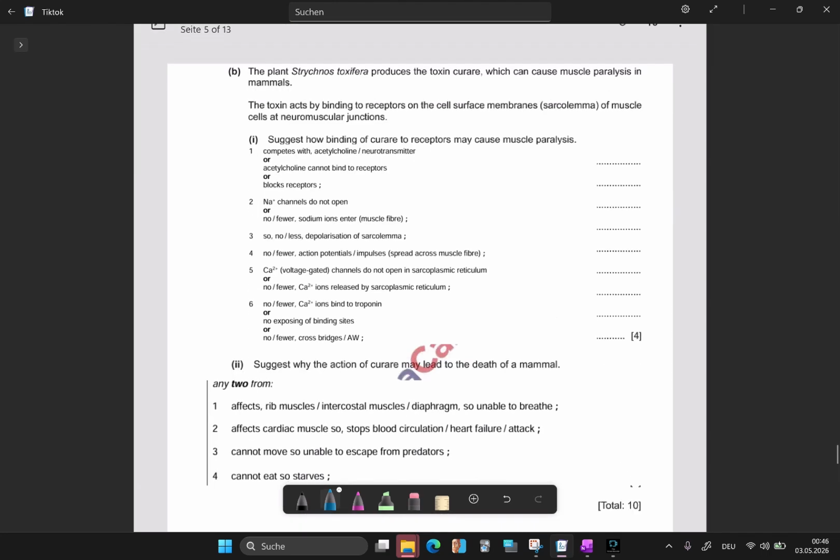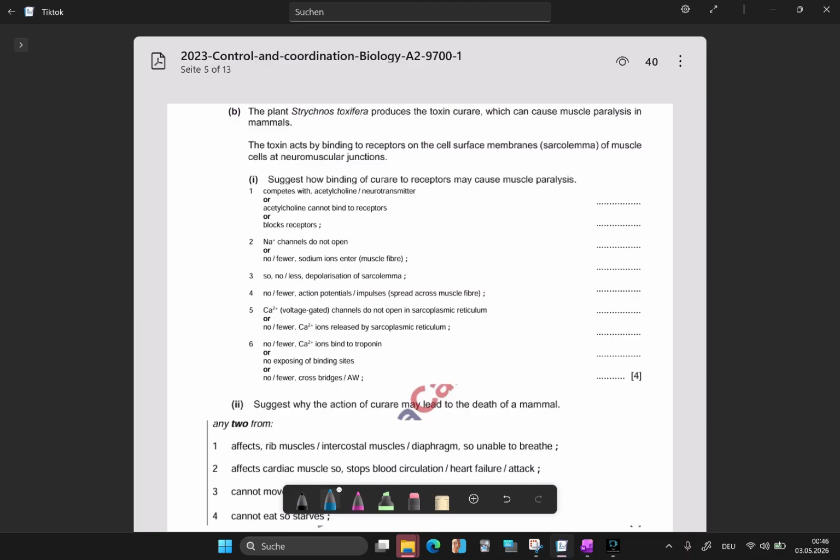Okay. And here it is telling us that the plant Strychnos, whatever this is, has a toxin which causes muscle paralysis. And this toxin acts by binding on the receptor on the sarcolemma at the neuromuscular junction. So now at the neuromuscular junction, if this toxin is bound, it will compete with the acetylcholine, which was supposed to bind here. So the acetylcholine can no longer bind, so the sodium ion channels will no longer open, and there will no longer be depolarization, so less action potential, and there will be no contraction of the muscle here.